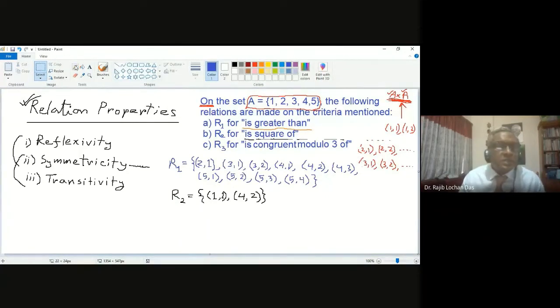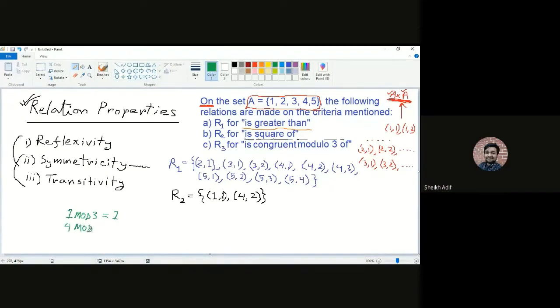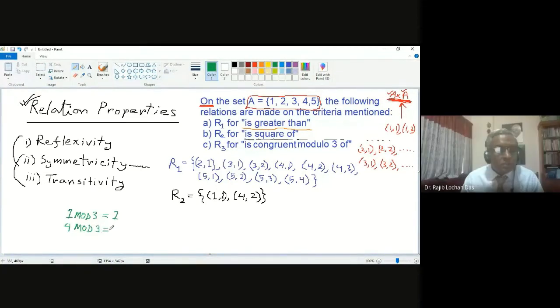So let me show you something. Say, what is 1 modulo 3? If you think about the modulo operation, you already know what is 1 mod 3. What is this value? It is 1. And then if I write 4 mod 3, what will be the answer? That is also 1.